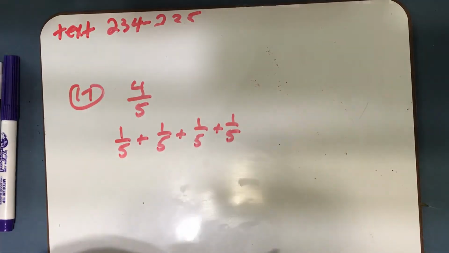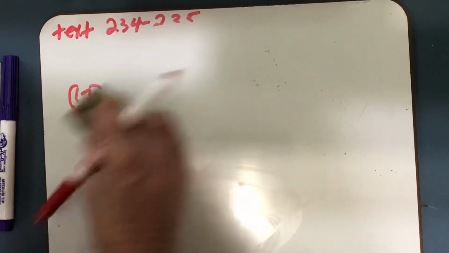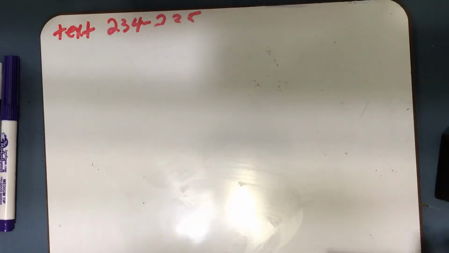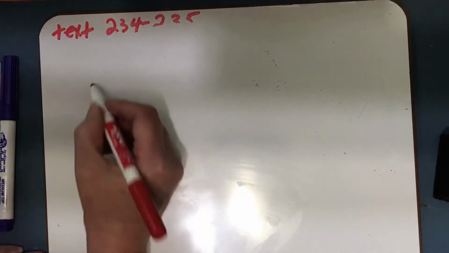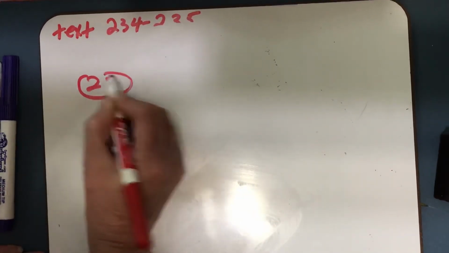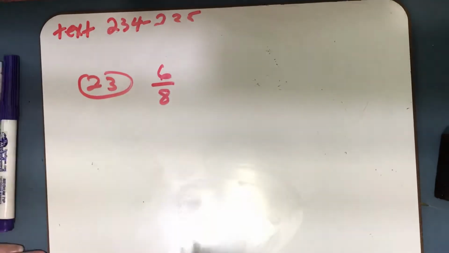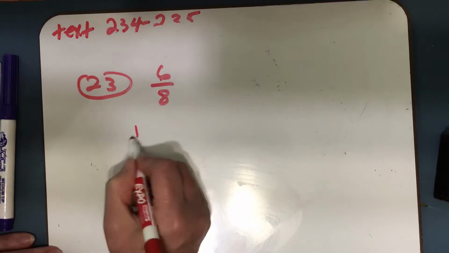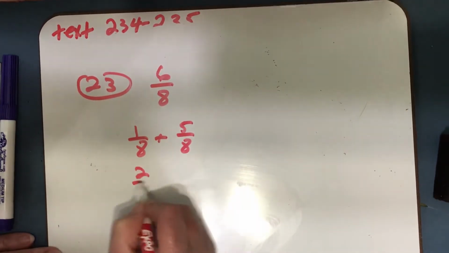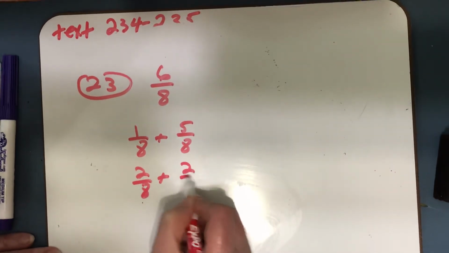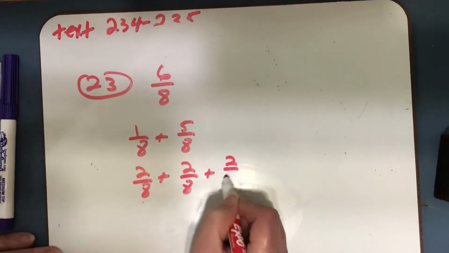All right, then on page 235, the next part just says to decompose each fraction. It doesn't say unit fractions, so you can do it any way that you like. So let's look at 23. 23 is 6/8. Okay, lots of different ways. I can do 1/8 plus 5/8. I can do 2/8 plus 2/8 plus 2/8.